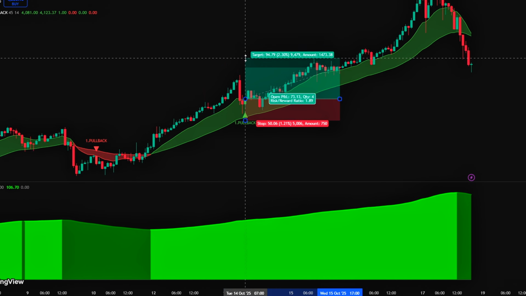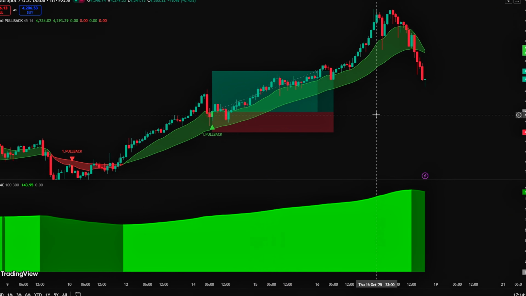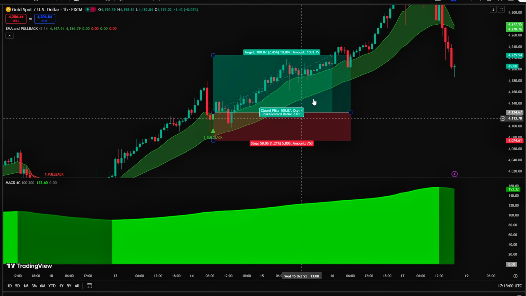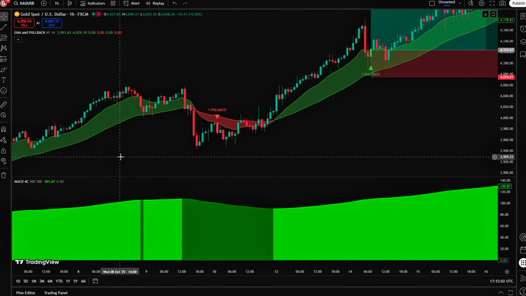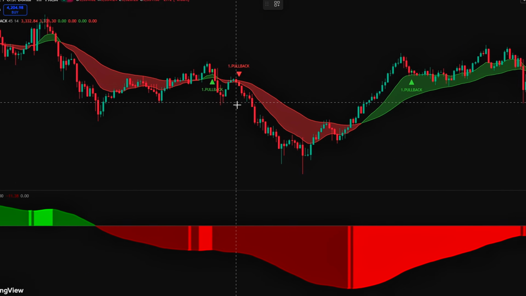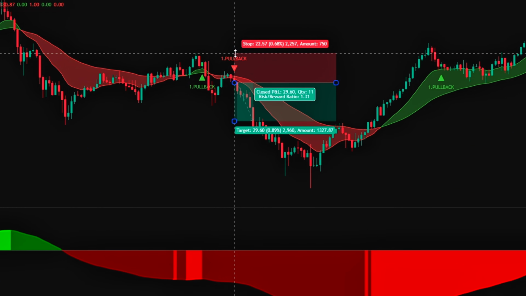In this tutorial, you'll learn a two-indicator strategy that helps you identify high-probability pullback entries, combining the EMA Pullback indicator with the MACD4C momentum filter. The goal? To help you trade with structure, confirm direction, and manage risk like a professional. Let's go step by step.